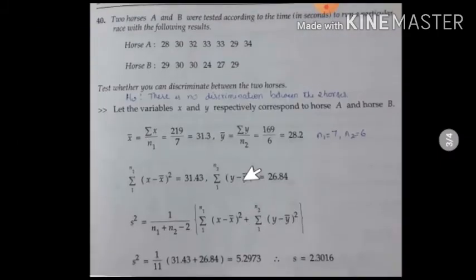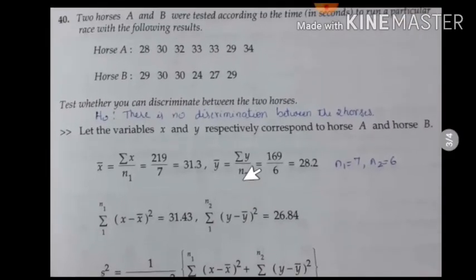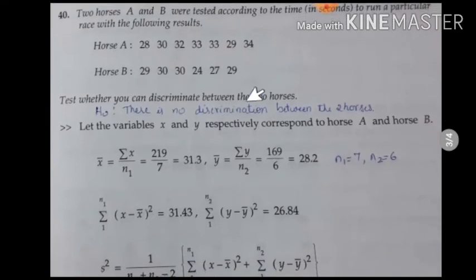Let me take one more problem of the same type. Either for single data, they will ask you problems related to student T distribution, or for the difference of two data. So here two horses, A and B, are given, tested according to the time in seconds, how fast they will run in the race. We need to test whether you can discriminate between the two horses. The capacity of the two horses, can you find out? The discrimination in the run time of the horses in the race, can you make out or not? That we need to test.